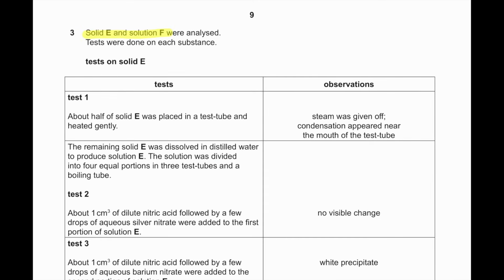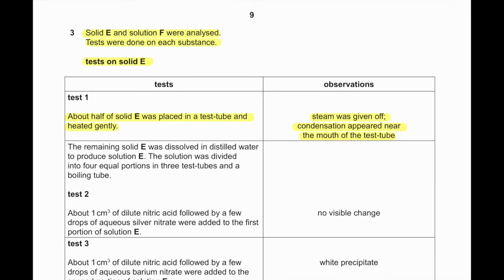Solid E and solution F were analyzed. Tests were done on each substance. Test on solid E. Test 1. About half of solid E was placed in a test tube and heated gently. Steam was given off. Condensation appeared near the mouth of the test tube.